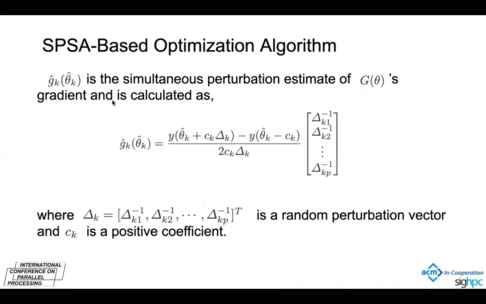g(theta_k) is the simultaneous perturbation estimate of the end-to-end latency gradient, and it is calculated as the following equation, where delta_k is a random perturbation vector, and c_k is a positive coefficient. With the SPSA approach for our problem, when k approaches infinity, we are guaranteed by theory that we would find the most suitable configuration setting where the end-to-end delay is minimized.